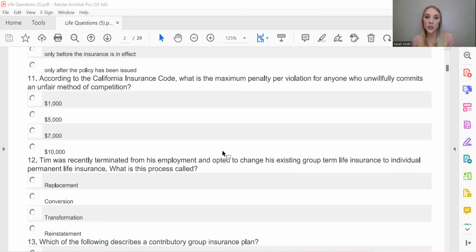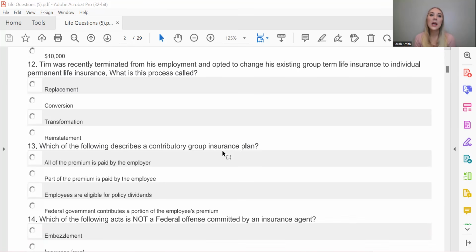According to the California Insurance Code, what is the maximum penalty per violation for anyone who unwillfully commits an unfair method of competition? Of course, this is a California specific one, so if you're not in California, feel free to fast forward. But if you are in California, this one is going to be $5,000. Now, there's only 2 that you have to remember. It's $5,000 and $10,000, and we will get to the $10,000 violation later in a different video. But this one, unwillfully commits an unfair method of competition, $5,000 penalty.